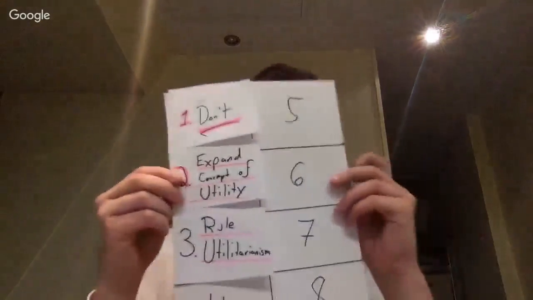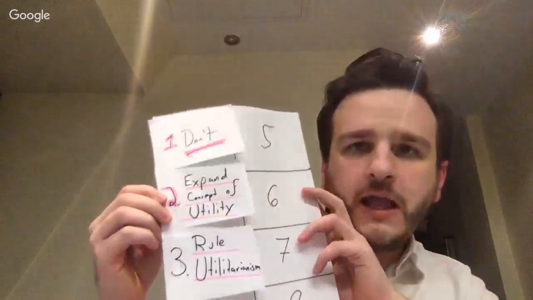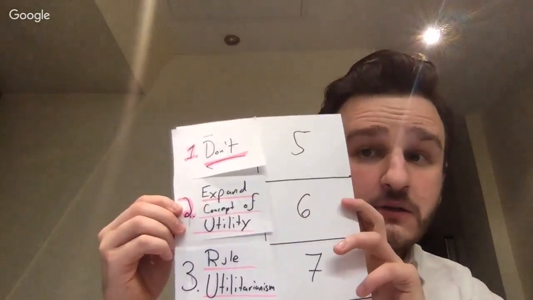The third of the 8 strategies, and apologies, I didn't realise, being the technophobe that I am, that this would come out backwards. But the third of the 8 strategies is related to the second, and it is to adhere to rule utilitarianism.